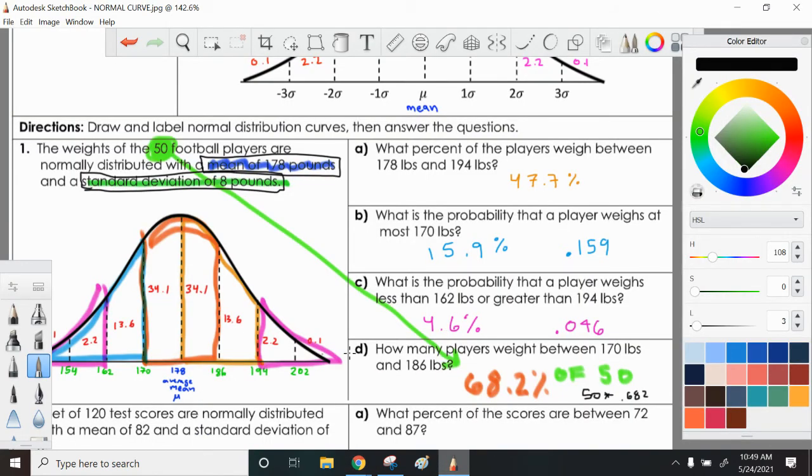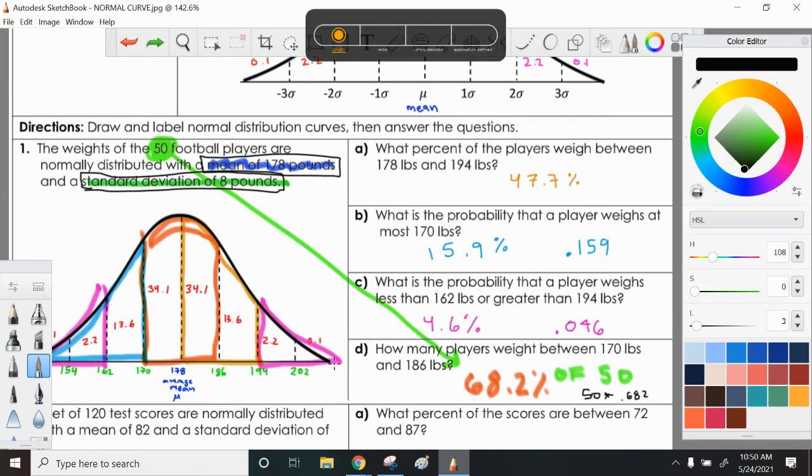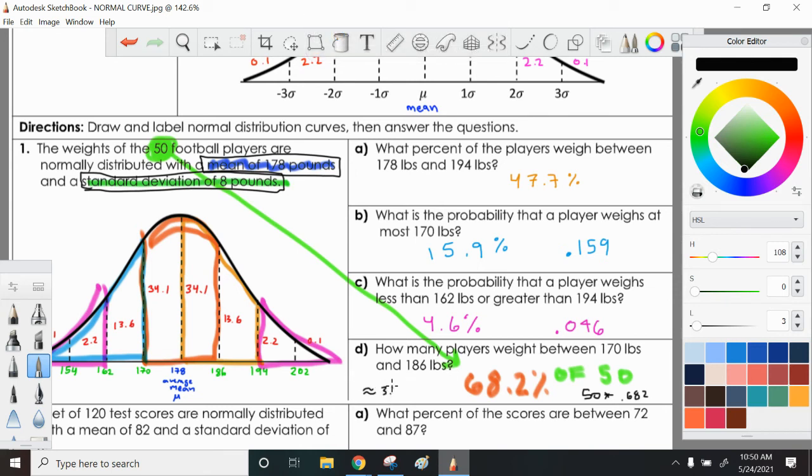Now, there's always going to be the kid in class who's like, how could you have 0.1 football players? You're right. Some teachers will want you to just leave it as 34.1. Some teachers will want you to put like about 34 players. I'm not going to be so picky.